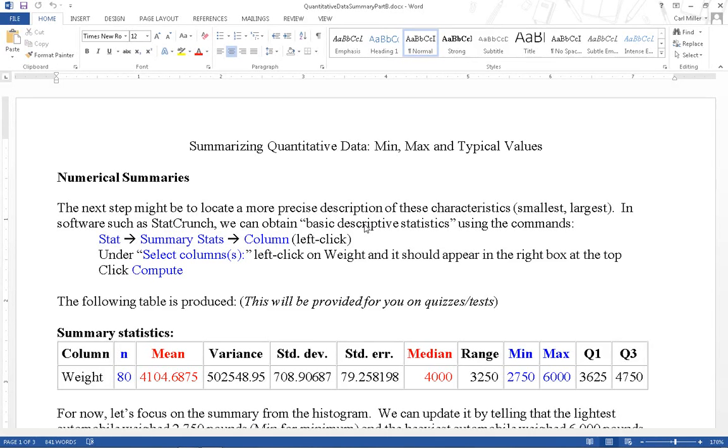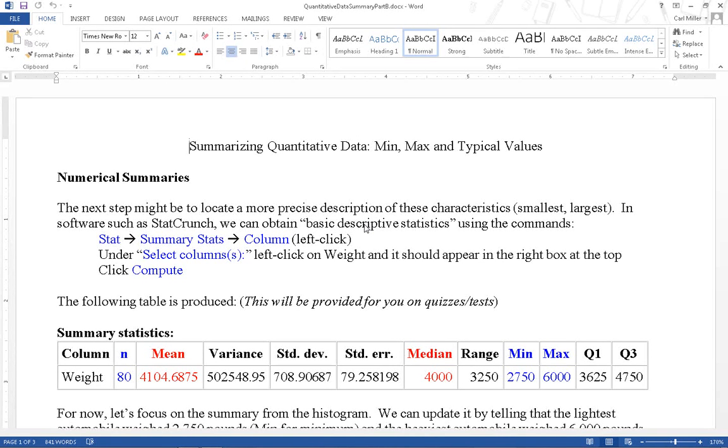Summarizing quantitative data, we can also look at some other numerical summaries, or things we can calculate or pull out of a data set. So the next step might be to locate a more precise description of some of the characteristics used to interpret a histogram, such as the smallest and largest value in a data set.